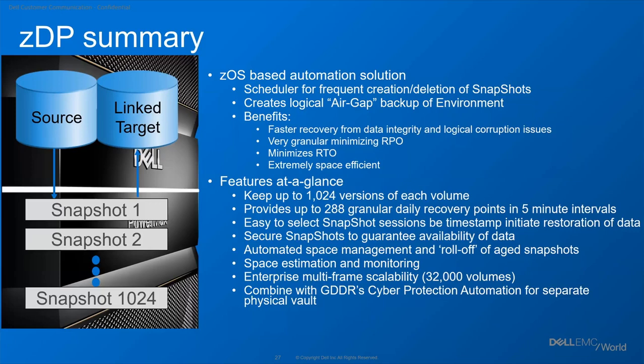And as we said, it can make up to 1,024 copies of each volume, and allow you to make some of these snapshots secure to guarantee the availability of the data, and will automatically roll off the older snapshots. And it is scalable. The largest environment we have, we'll talk about one example here, has 27,000 volumes across 4 arrays, replicated in a 4-site topology that is taking snaps every 10 minutes. So it can scale quite wide. And if you need to create a separate physical vault, we have the ability to support that as well through our GDDR cyber protection automation feature.